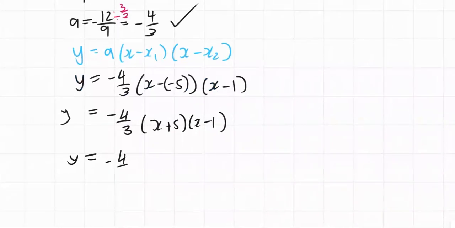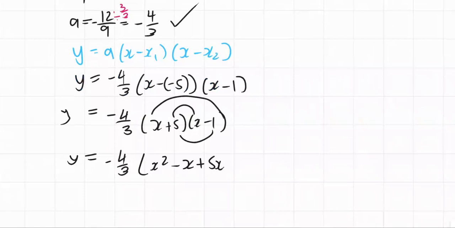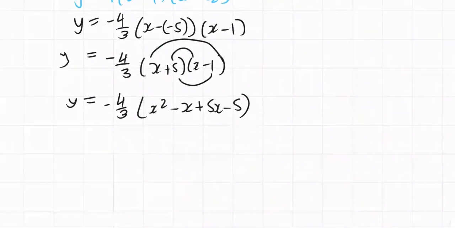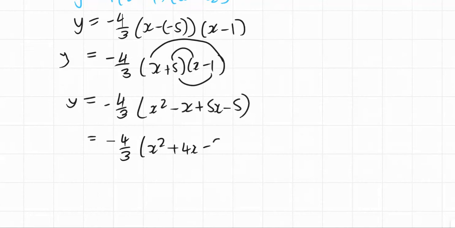So minus 4 over 3, do the brackets first. X squared, outer is minus x, minus 1 times x. 5 times x is plus 5x, and the last is minus 5. Okay, so whatever your method is for timesing out. And then we go minus 4 over 3, just doing all the steps here. So x squared plus 4x minus 5.